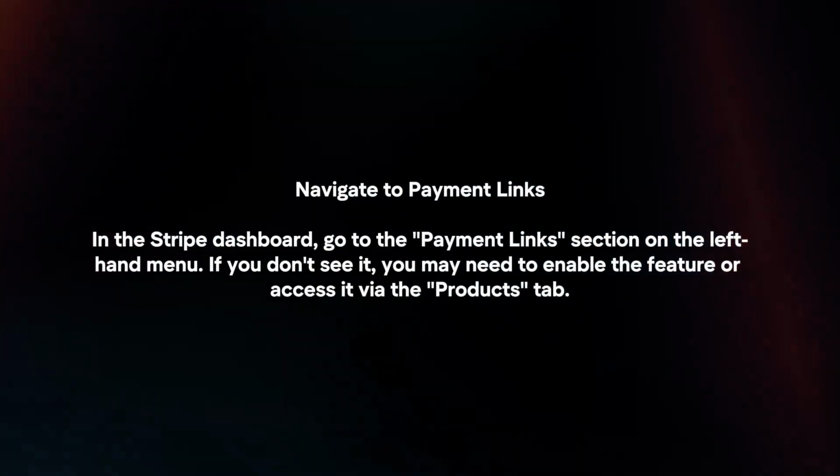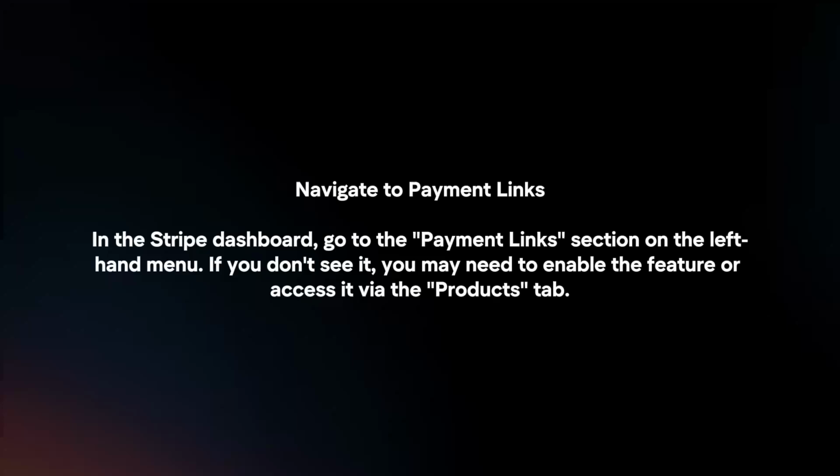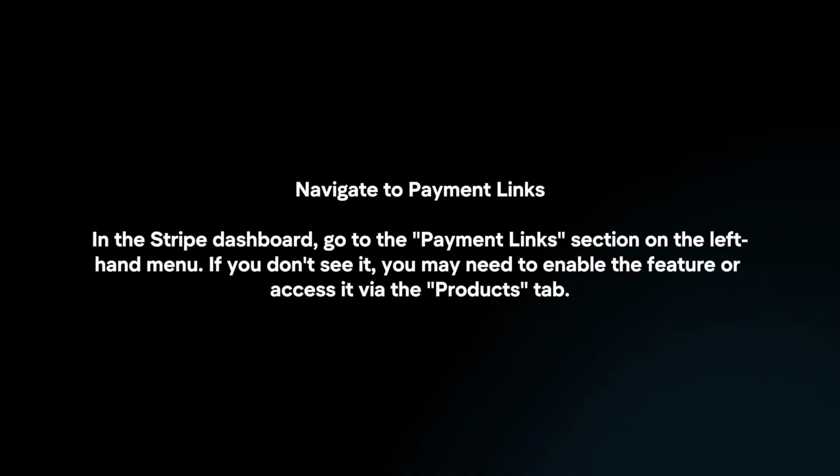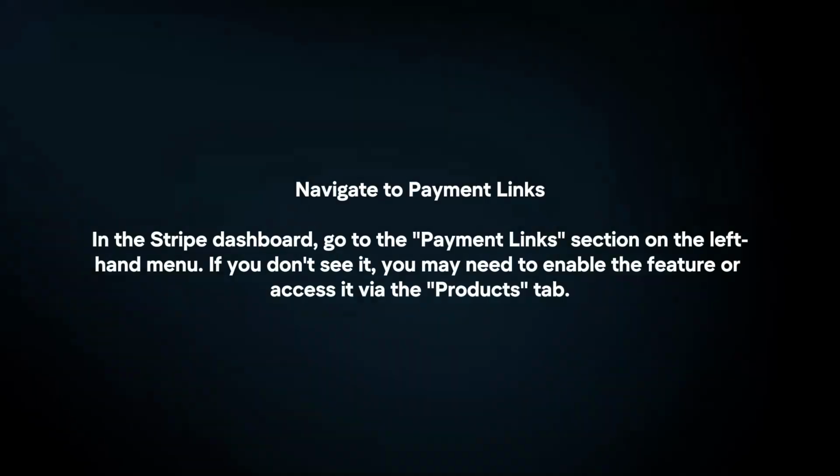Navigate to Payment Links. In the Stripe dashboard, go to the Payment Link section on the left-hand menu. If you don't see it, you may need to enable the feature or access it via the Products tab.